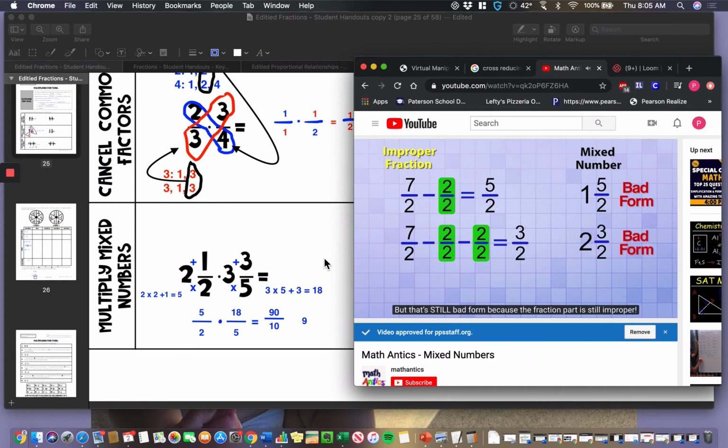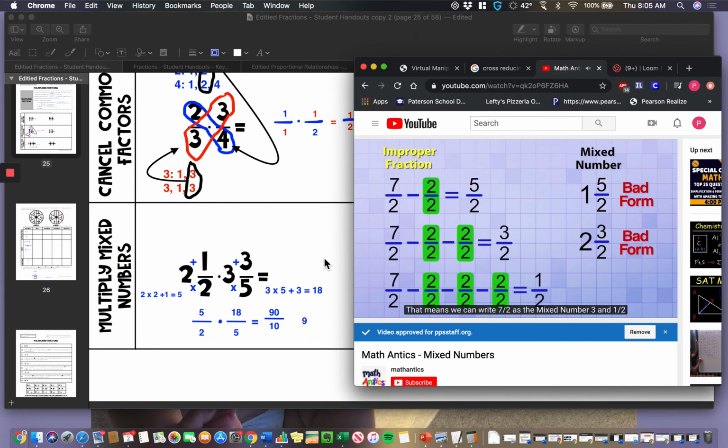But that's still bad form, because the fraction part is still improper. We could have subtracted out another whole fraction. So let's try again, subtracting 3 whole fractions this time. 7 over 2 minus 2 over 2 minus 2 over 2 minus 2 over 2 equals 1/2. That means we could write 7 over 2 as the mixed number 3 and 1/2, since we subtracted out 3 whole fractions and had 1/2 left over. And that's the proper mixed number form of 7 over 2, because it's a whole number and a proper fraction, so there's no more whole fractions that we could simplify out.